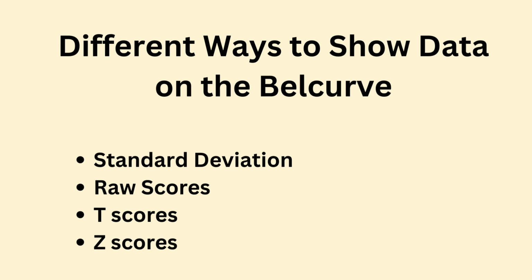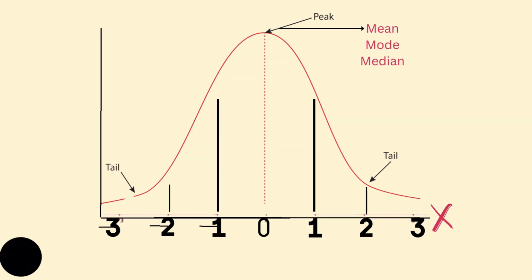There are different ways to show data on a bell curve: through standard deviation, raw scores, t-scores, or z-scores. But today, we're going to be talking about standard deviation. Standard deviation is a measure of how spread out or dispersed a set of numbers is. In other words, it tells you how much individual values in a data set deviate or differ from the average, which is the mean of that data set.